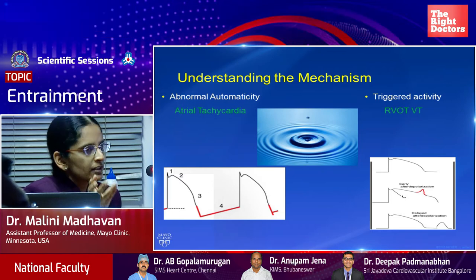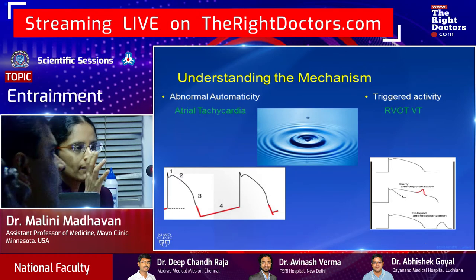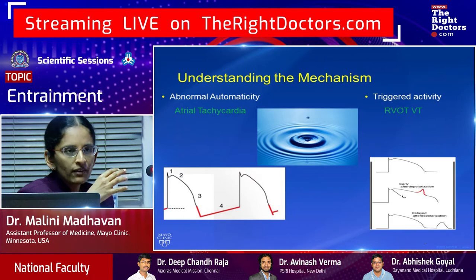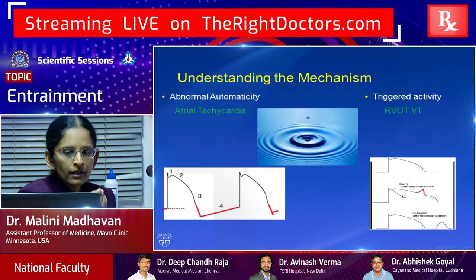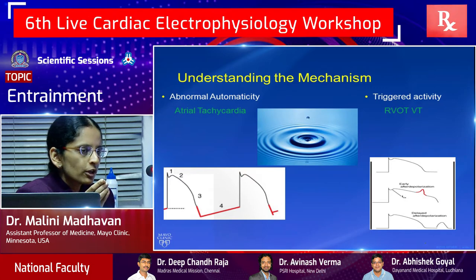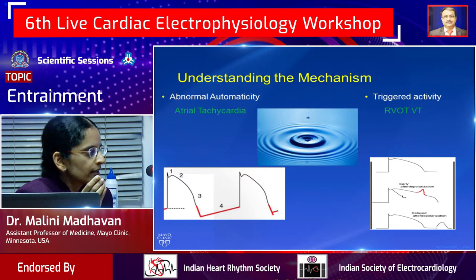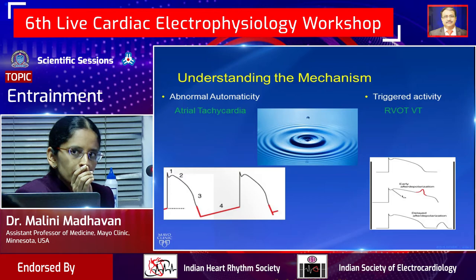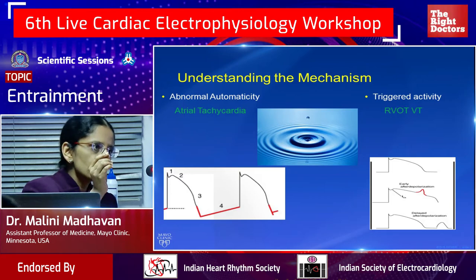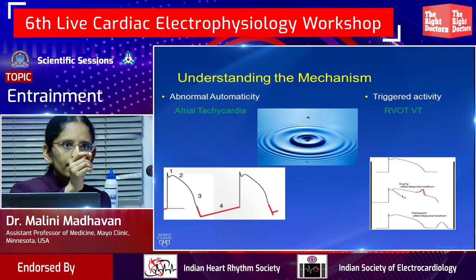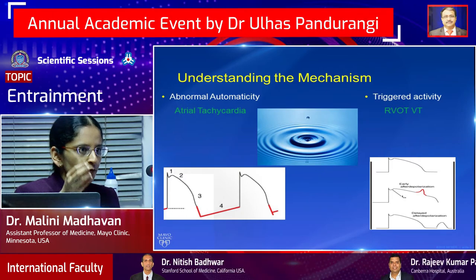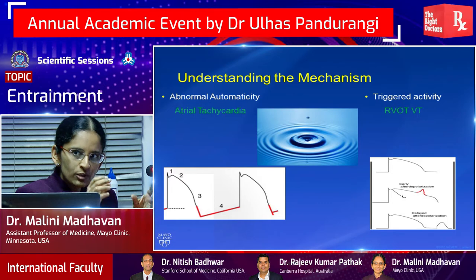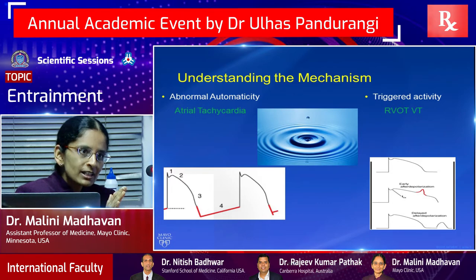So why does the mechanism matter? You have three major mechanisms of tachycardias: abnormal automaticity, triggered activity, and re-entry. Anything that's abnormal automaticity or triggered activity, you're going to have a totally different approach to mapping. It's like dropping a pebble in a pond and then finding out where the ripples are going. So that's abnormal automaticity. There is a focus somewhere that's firing spontaneously, and mapping is much easier.